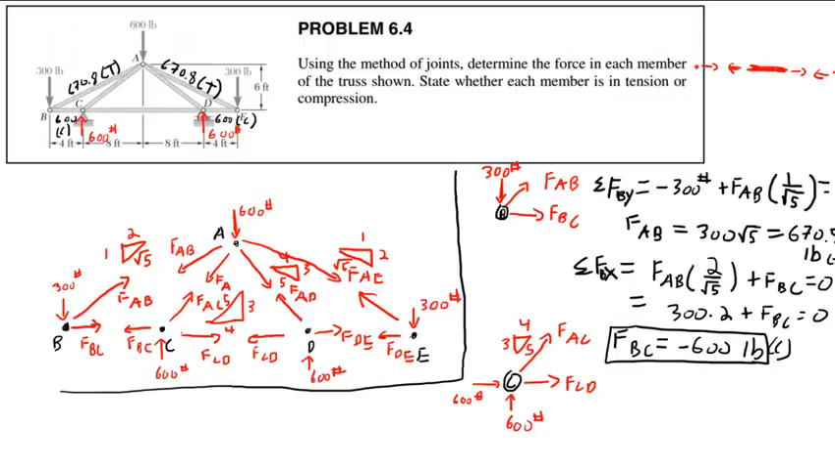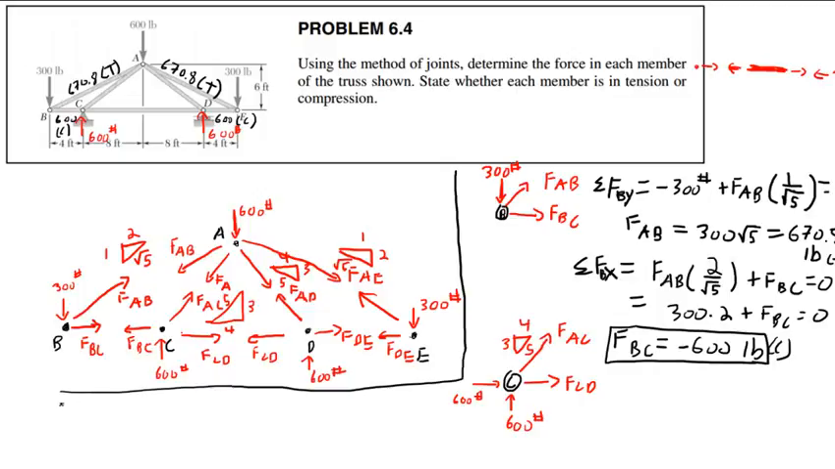Could I have used joint A? Yes, I could have. That would have worked just as well. Now, at first, it looks like I have three unknowns. Well, no, I only have two unknowns there. But one reason I didn't do that is because I have this one I need to solve for and this one, and by doing just one joint, I can do both of them.